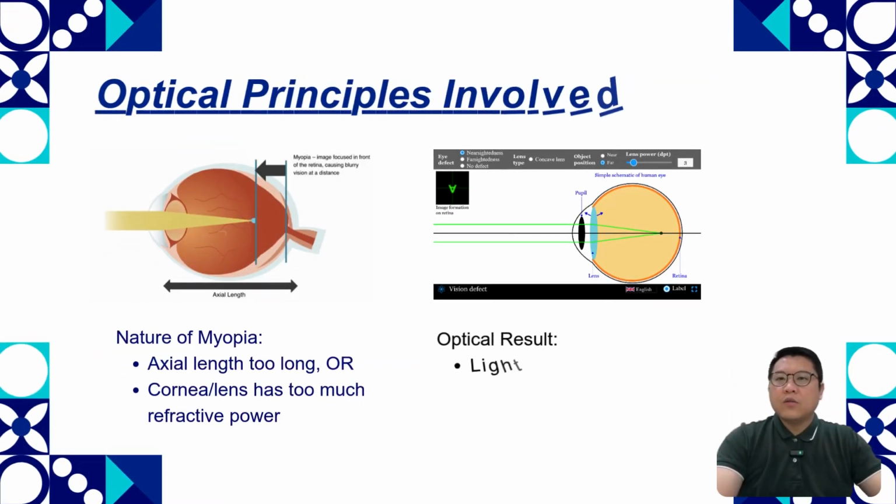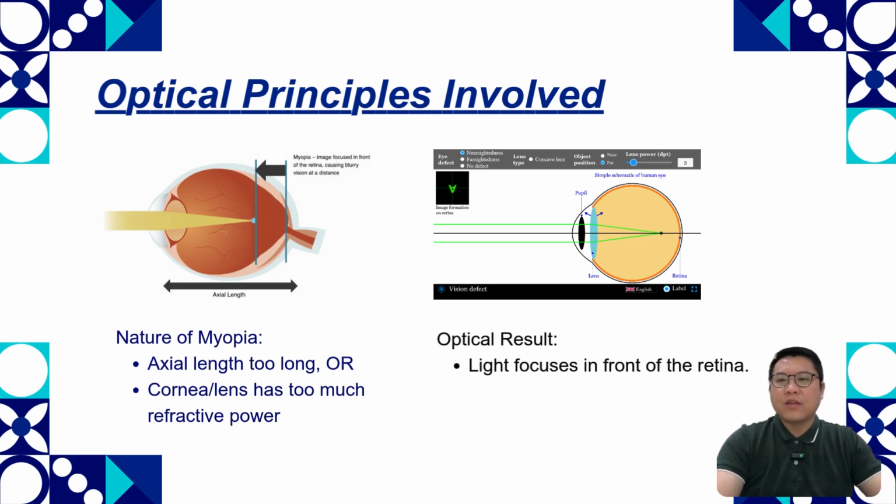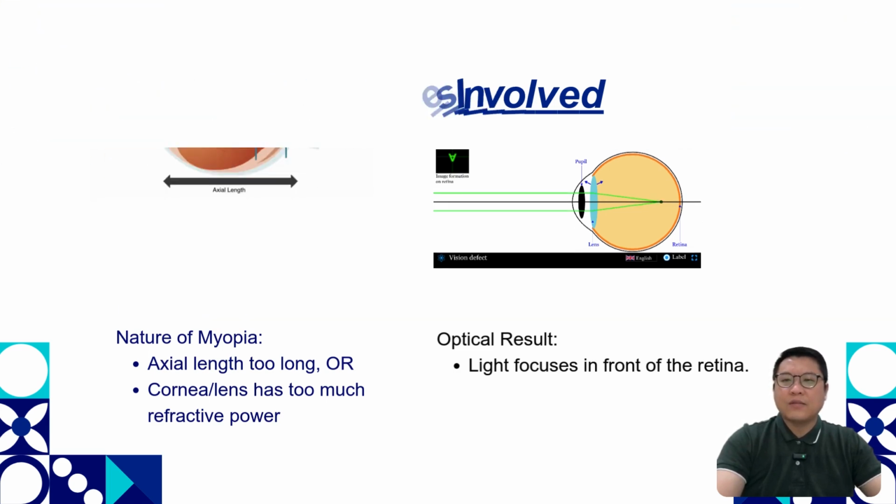Myopia can occur due to one of two primary reasons. First, the axial length of the eye may be longer than normal. Second, the cornea or crystalline lens may have excessive refractive power. Both conditions cause light rays entering the eyes to converge too quickly, resulting in the focal point forming in front of the retina. To correct this, we need a negative or concave lens which diverges incoming light so that it can refocus precisely onto the retina surface.